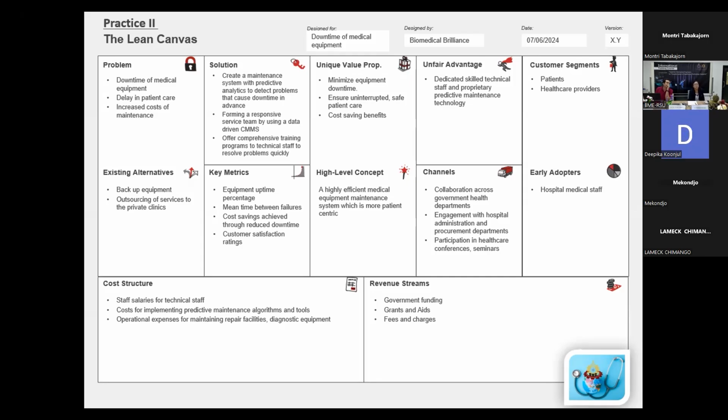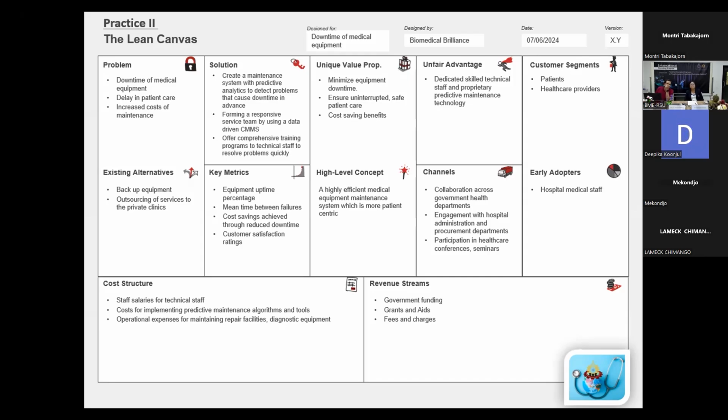The cost involved in our solution proposal is staff salaries for the technicians, the cost of implementing the predictive analytics system, and also operational expenses, since we have to maintain our repair facilities and have up-to-date diagnostic equipment. And the revenue streams from where we are going to earn to implement this project, we can have from government funding, grants and aids, and also fees and charges from the customers.